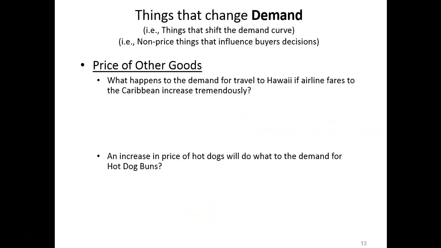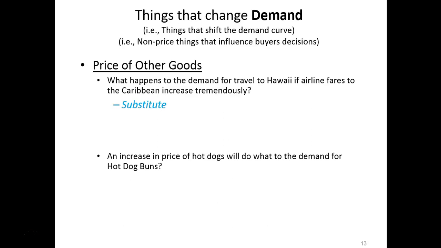All right. Sometimes if the price of one good in one market changes, that impacts the demand for goods in other markets. For example, what happens to demand for travel? Right now there is no demand for travel, but in normal times, what happens to demand for travel to Hawaii if airline fares to the Caribbean, the islands in the Atlantic where people also go a lot for vacation, increase tremendously? Well, if the Caribbean becomes really, really expensive, let's just go to Hawaii.